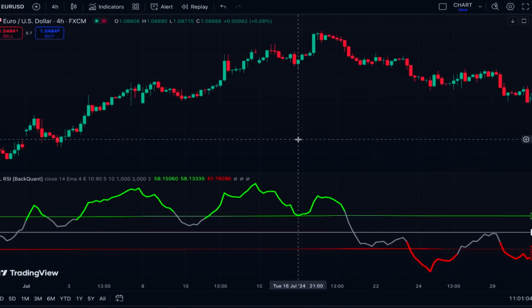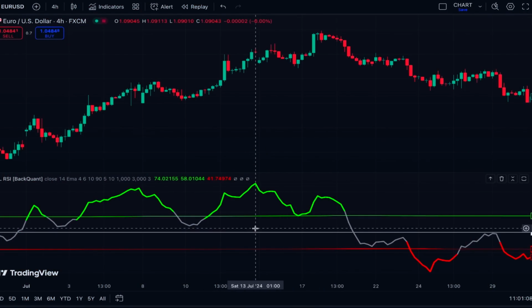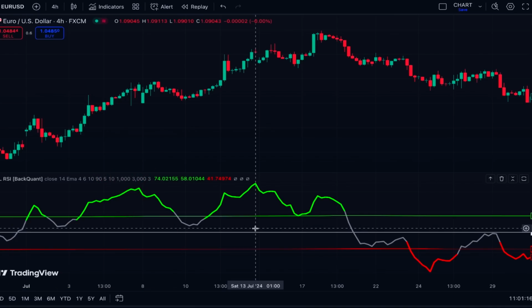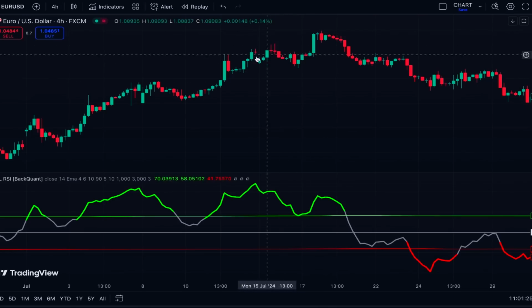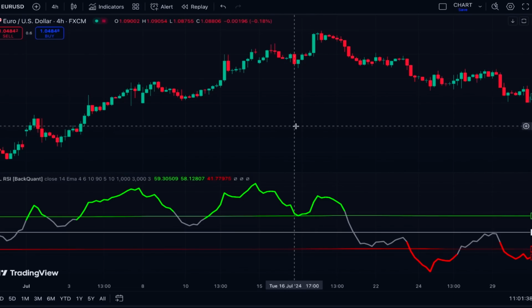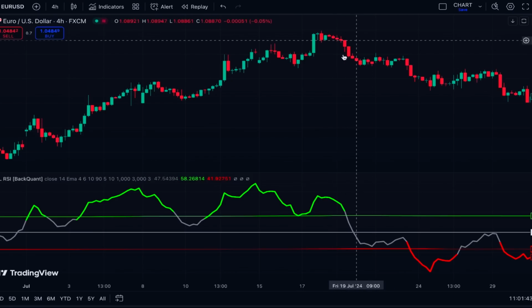Alright, the next use case of this indicator is identifying divergences, and it does it perfectly, much better than the original RSI. Divergence happens when the price and RSI are not in the same direction. For example, here you can see that the price made a higher high, but RSI made a lower high. This is a bearish divergence, telling us that the upside momentum is weakening and the downside momentum is gaining strength.